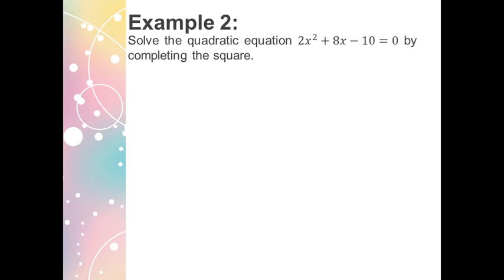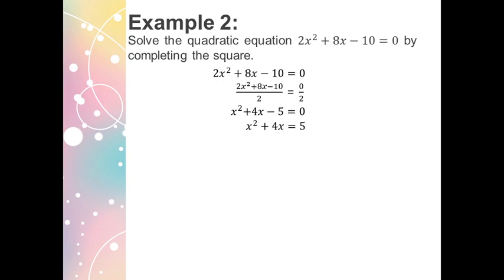Example number 2. Solve the quadratic equation 2x squared plus 8x minus 10 is equal to 0 by completing the square. So we need to make the value of a equal to 1. That is why we need to divide all the terms by 2. Therefore, we have x squared plus 4x minus 5 is equal to 0. Then we transpose -5 to the other side, giving us x squared plus 4x is equal to 5.